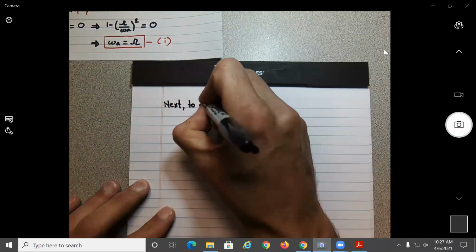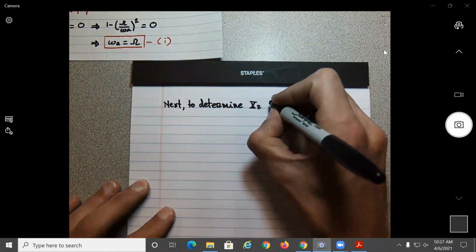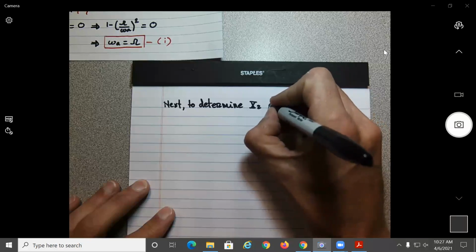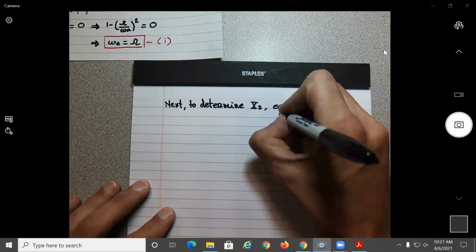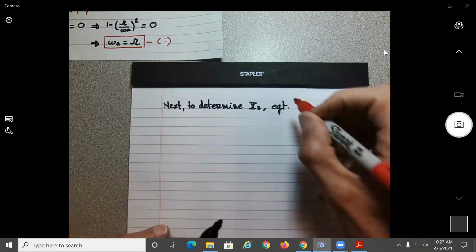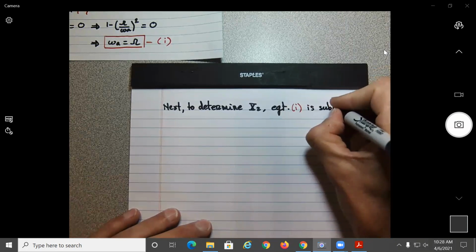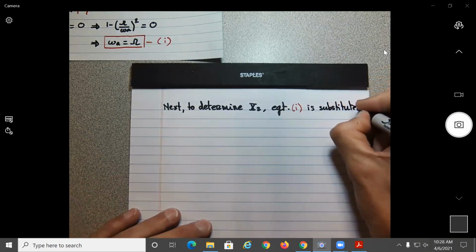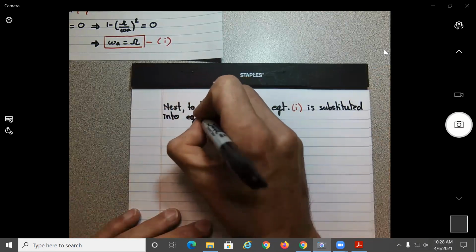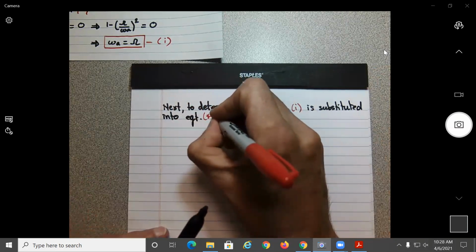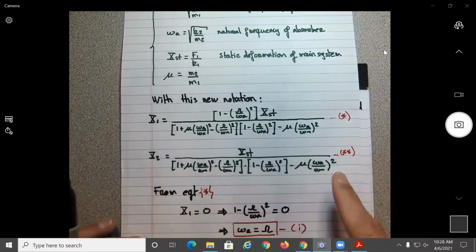To determine X2, equation Roman one is substituted into equation double star, which is basically the equation for X2.